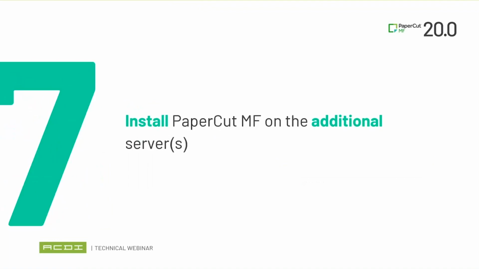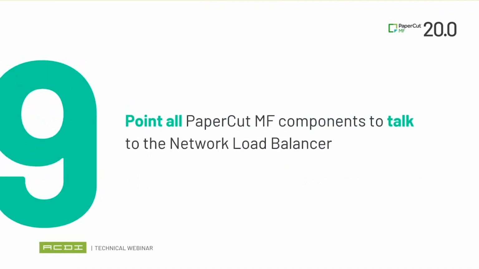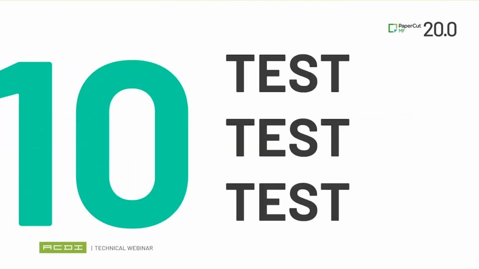Number 7, install PaperCut MF on the additional server or servers. 8, ask the customer to configure the NLB, the network load balancer. 9, point all PaperCut MF components to talk to the network load balancer. And then finally, number 10, test again, and then do another test. I strongly advise you to test the system while you still remember what you've done.